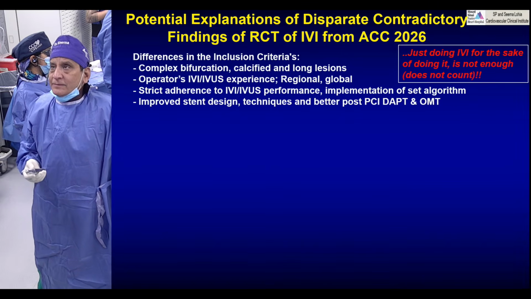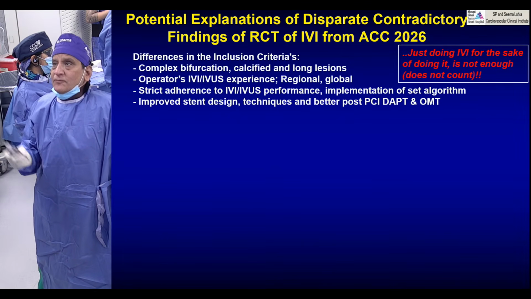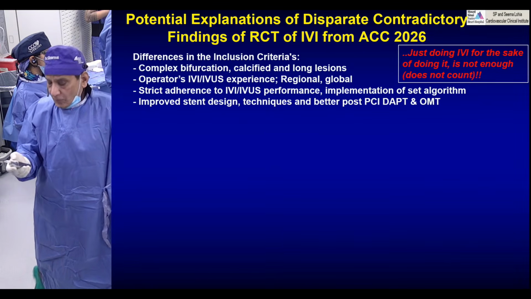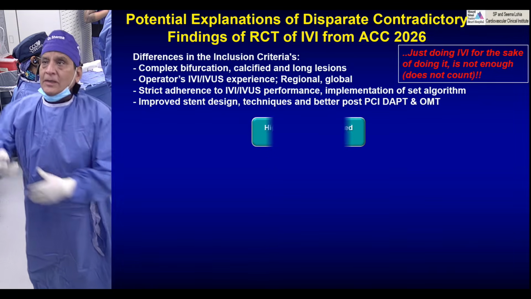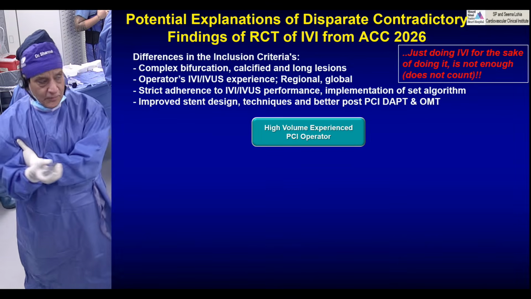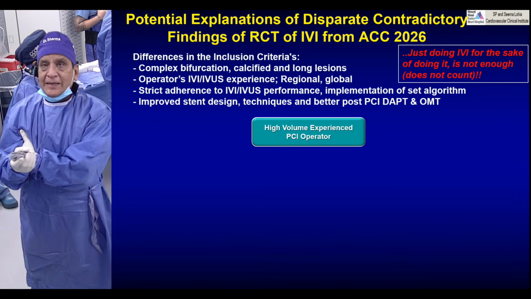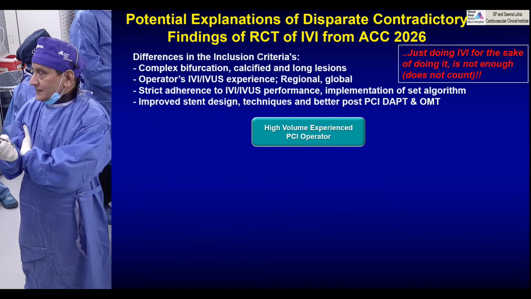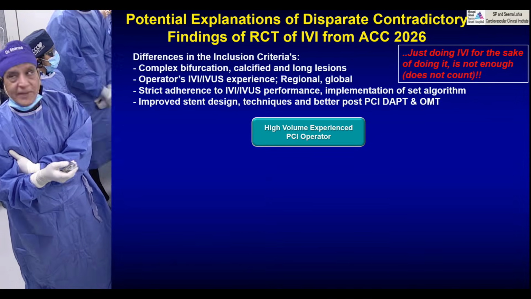So basically, the key is just doing intravascular imaging for the sake of doing it does not count. It's not enough. And therefore, you have to do it appropriately. Now, so what do you mean? What can we do now as a PCI operator? Because many people were happy, just like myself, that when the first 2 trials were negative, they said, well, at least now we don't have the pressure of doing intravascular imaging in every case.